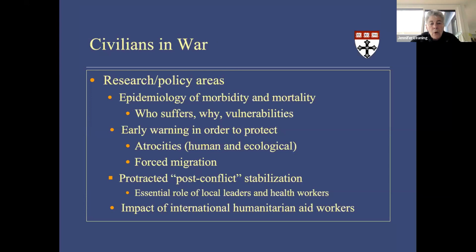One would be the epidemiology of morbidity and mortality. That is, who suffers, why, what are the vulnerabilities? It's a quite complicated topic. It varies from war to war and state to state, but it is pretty essential if you're trying to understand the wounds of war on civilian populations. The patterns, that's what I'm talking about.